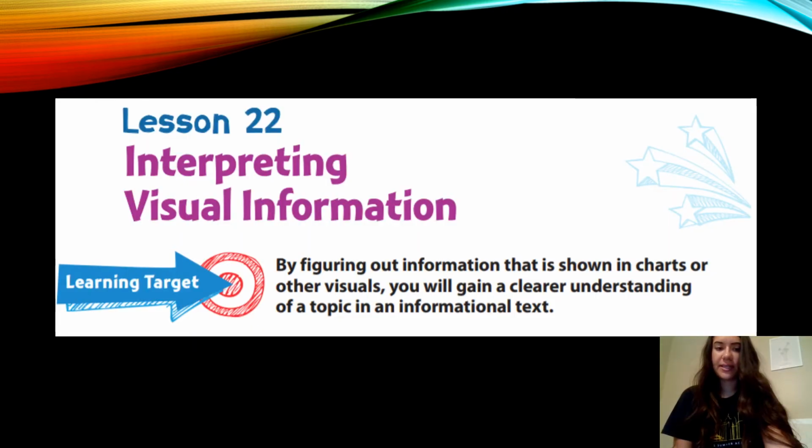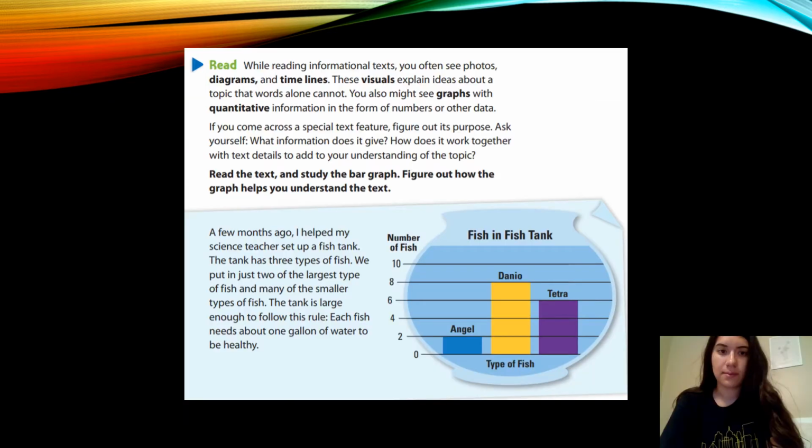Our learning target says, by figuring out information that is shown in charts or other visuals, you will gain a clearer understanding of a topic in an informational text. While reading informational text, you often see photos, diagrams, and timelines. These visuals explain ideas about a topic that words alone cannot. You also might see graphs with quantitative information in the form of numbers or other data. You usually see those in math class.